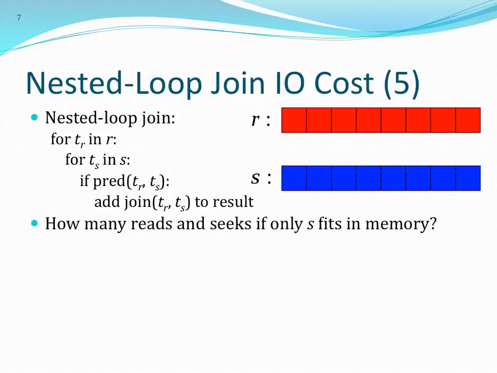Okay? Now, let's say that only S fits in memory. R doesn't fit in memory. We can only hold one block of R, and the entire thing of S fits into memory. So how many reads, how many seeks would we perform? And the question is, have you seen this answer before? Hint, hint.